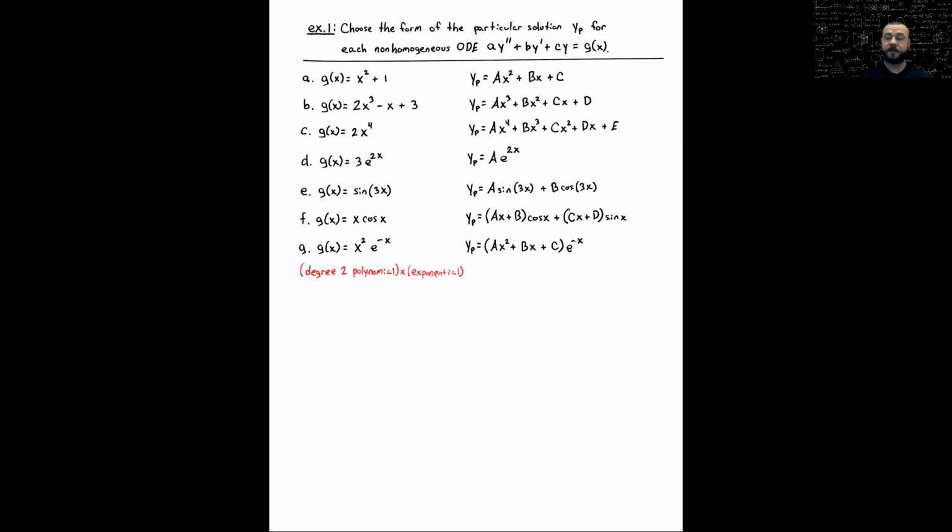All right, part G is very similar. We're starting to combine some of the various ideas here for choosing the form of yp. And here, for example, g of x is a degree 2 polynomial times an exponential function. So our choice for yp would be a general degree 2 polynomial times e to the negative x.